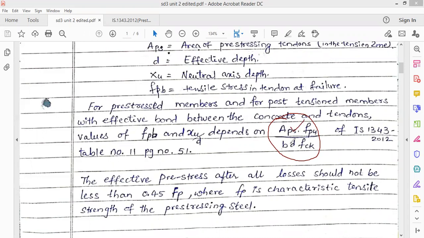You know the value of APS, that is the area of pre-stressing steel. FPU is the pre-stress. If it is not given, then the force may be provided. What is the force? The pre-stressing force, and force divided by area is the stress. Or else usually the stress will be given, and we are going to multiply that with the area, that is force, divided by B. What is B? B is the width of the section. D, small d, is the effective depth of the section, and FCK is the characteristic compressive strength of the concrete.